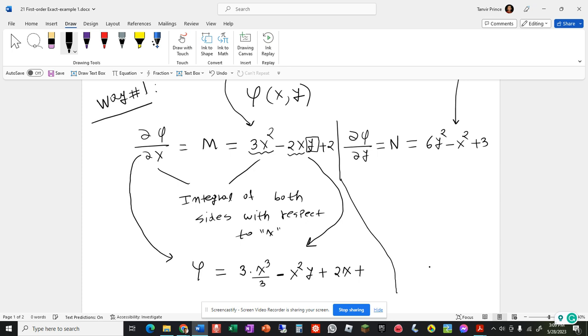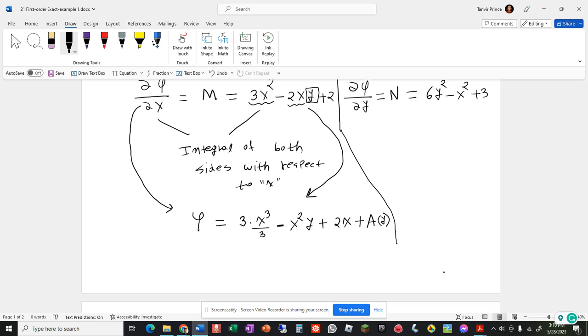but here your c can be any function of y because y is like a number. So it's not really c, it could be any function of y. I'll call it A of y. In general, you add plus c, but in this case, it's actually more than c. Any function of y can be thought of as a constant. So I can cancel out these threes. I get x cubed minus x squared y plus 2x plus A of y. Now we have to figure out what my A of y is. Once I know that, I know phi.